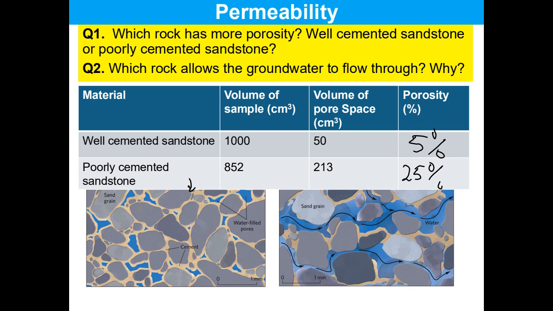Now the question for you, which rock allows the groundwater to flow through? This one right here, the well-cemented one, or the poorly cemented one? Of course, as you see here, the poorly cemented sand is allowing the water to go through. It goes from one pore to the next pore to the next pore, and so on. So the water flows easily. And the ability for the water to flow through is called permeability. So we say in this case that this material right here is permeable, and this one right here is less permeable.